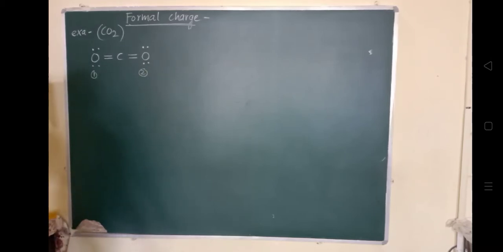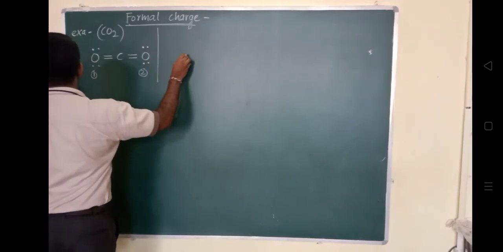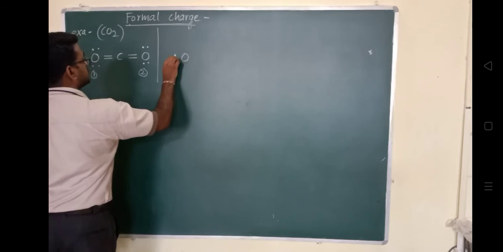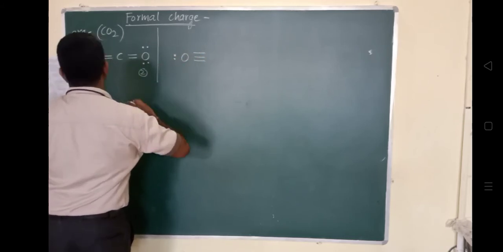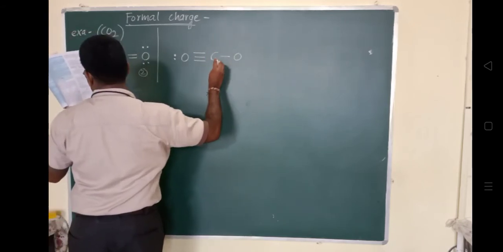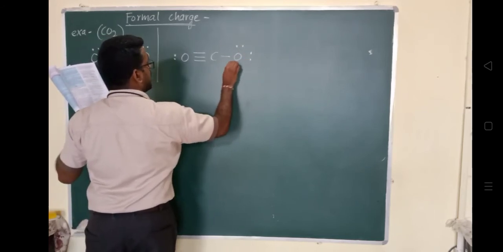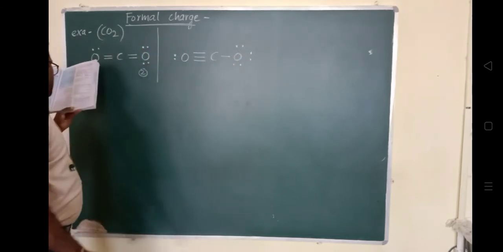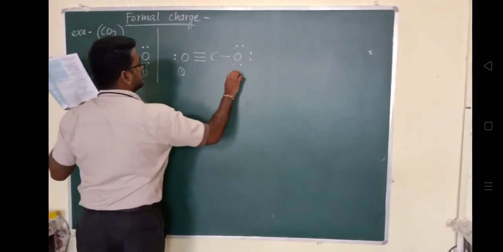Now another possibility, the second possibility of this structure: here one oxygen is bonded with a triple bond to the carbon and a single bond to this oxygen. Single bond with this oxygen, 1 2 3 4 and 5 6. So this may be possible, the first and the second.